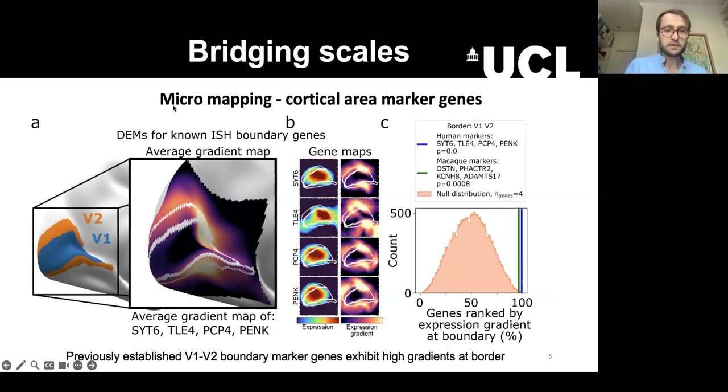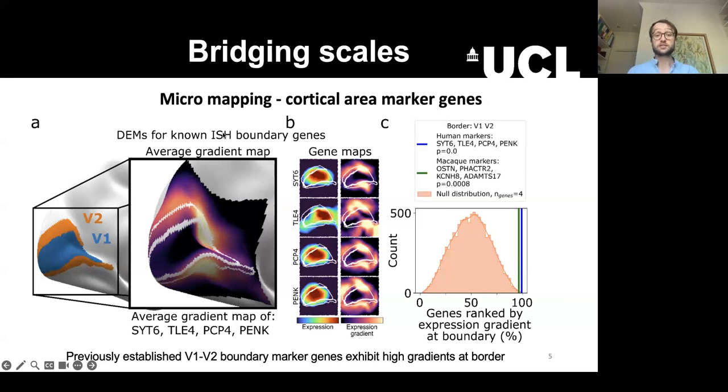If we look at the expression maps for each of these genes, they exhibit a clear peak in expression within this V1 region on the cortical surface. And if we look at the gradient maps, which is this next column, we can see large gradient changes of expression along this V1, V2 boundary.